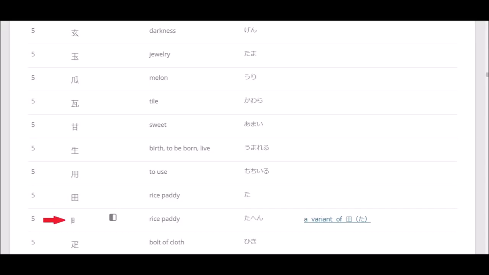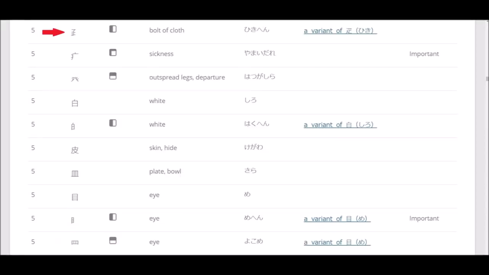Tahen, which, again, rice patty, but it's squished into the left side of the kanji. Hiki, which is a bolt of cloth. Hiki-hen, bolt of cloth again, and you can see it's changed when it becomes a radical. Yamaidare, which is sickness. Hatsugashira, outspread legs or departure. Shiro, which is white. And then hakuhen, which is white when it's to the left side of the kanji.